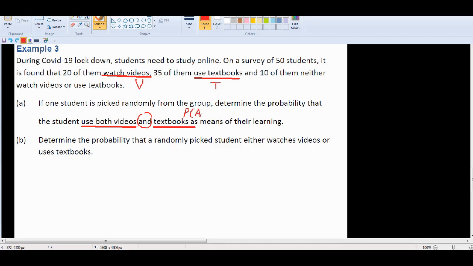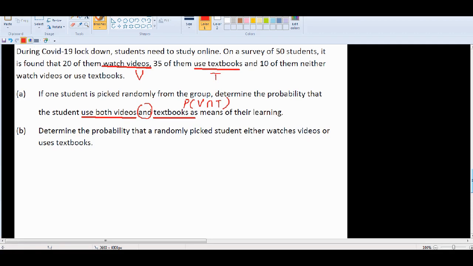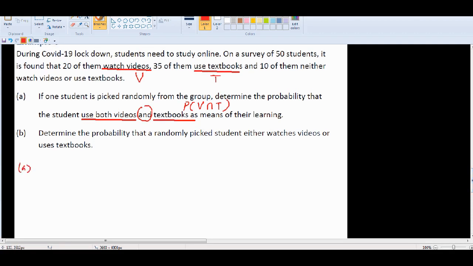Oh, sorry, not A anymore. It's V and T, right? So you are going to find the probability of video and textbook at the same time. So how can we do this? Because you know that 10 of them neither watch video nor use textbook, so this 10 is about not video and not textbook.